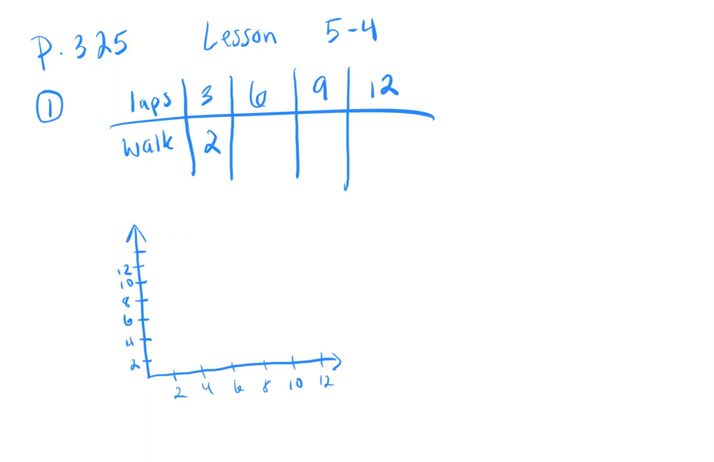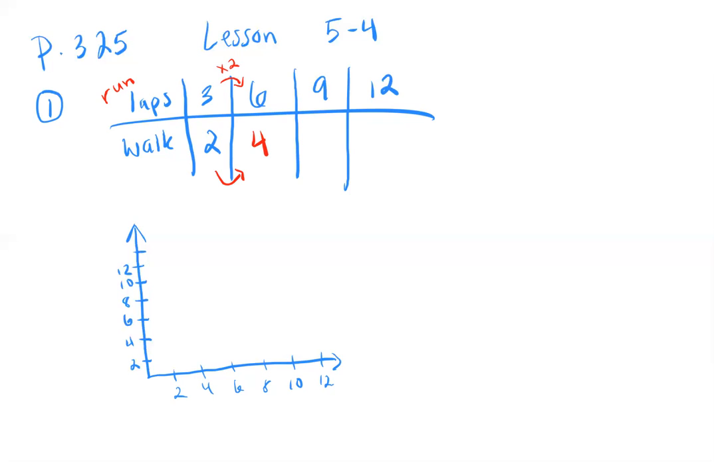All right, so they've started this table for us that for every 3 laps that they run, they're going to walk 2 laps, okay? So now if instead they've run 6 laps, think about how am I getting from 3 to 6? Well, I multiply by 2. So on the bottom, 2 times 2 is going to get me 4. So if we ran 6 laps, we're gonna walk 4 laps.